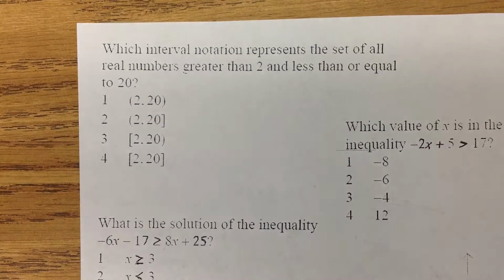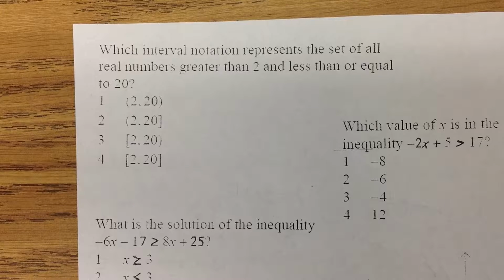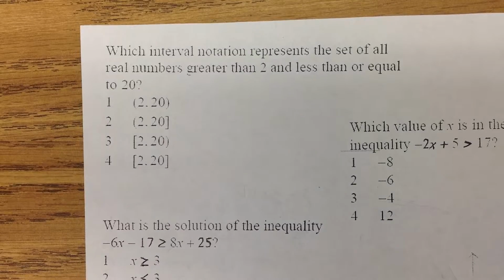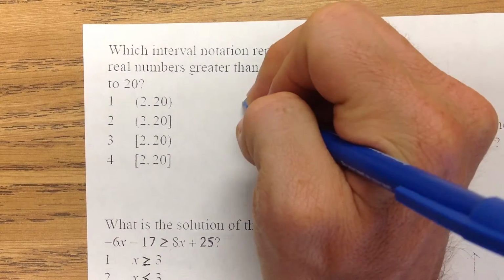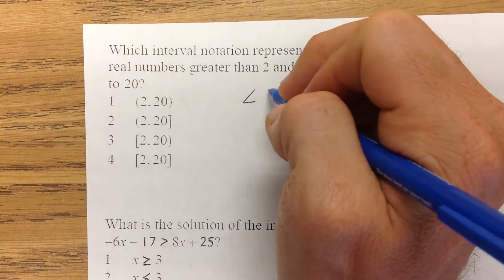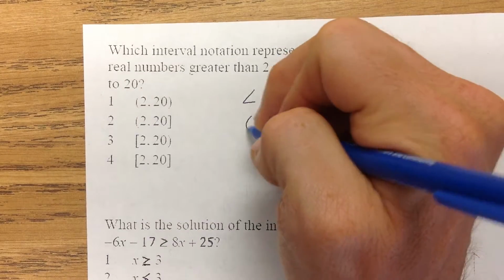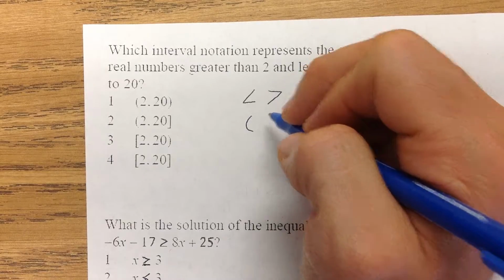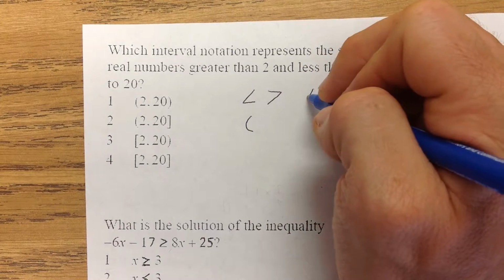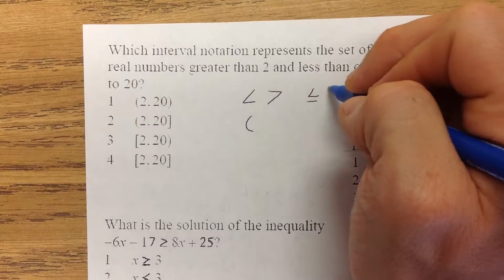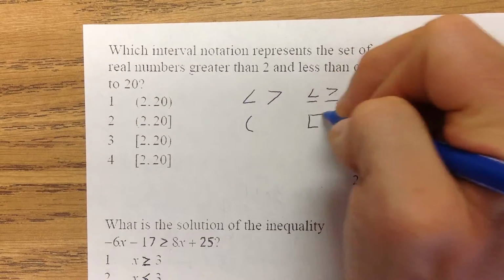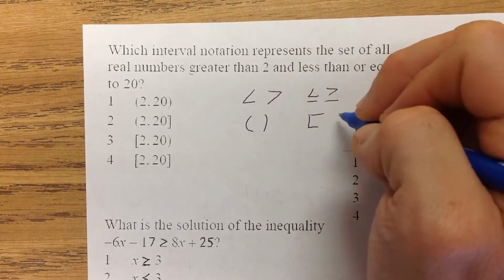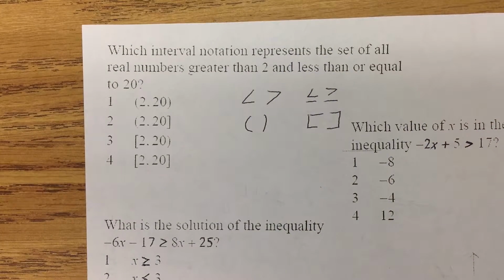Which interval notation represents the set of all real numbers greater than 2 and less than or equal to 20? All right, so here's what you need to know about interval notation. Less thans and greater thans are parentheses. Whenever we have a less than or greater than, we use the parenthesis symbol. Whenever we have a less than or equal to or a greater than or equal to, we use the bracket symbol. So these are the parentheses, these are the brackets.